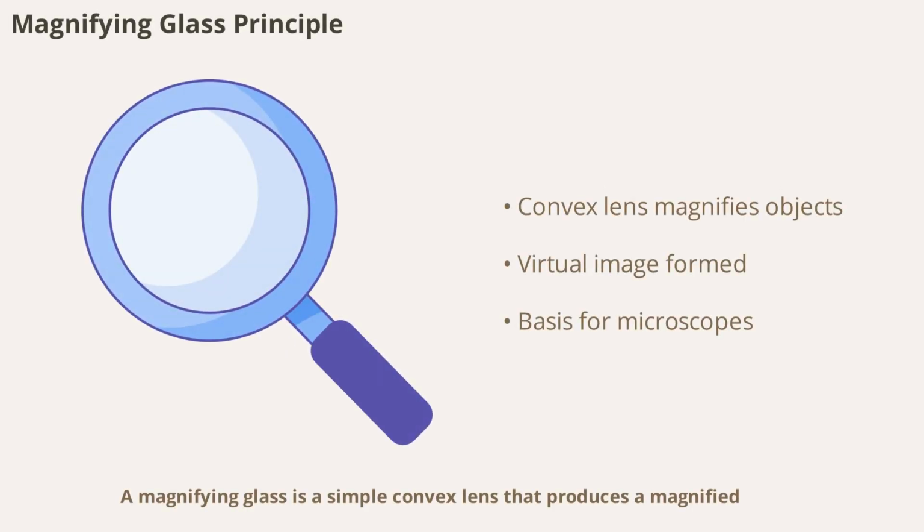Magnifying glass is a simple convex lens that produces a magnified, virtual image of an object placed close to it. By holding the lens at the correct distance, you can see details that are otherwise invisible to the naked eye. This principle is the foundation for more complex instruments like microscopes.